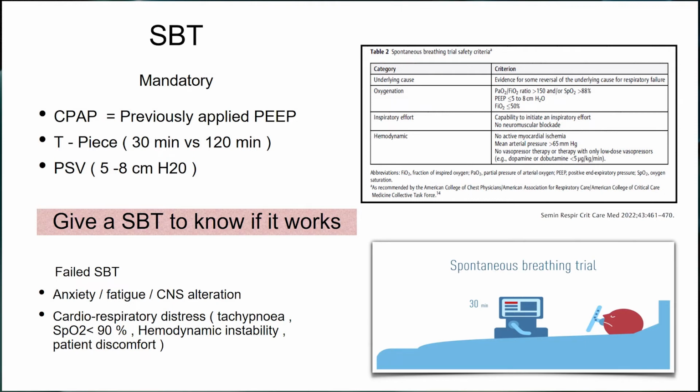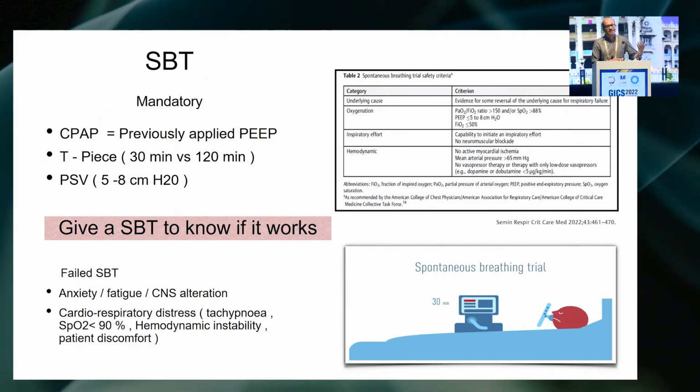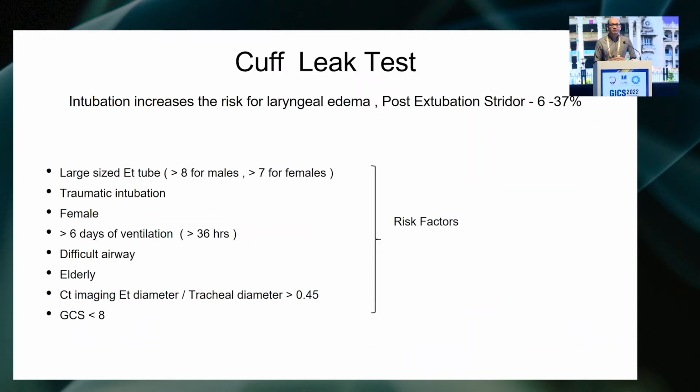So the best way of knowing whether the patient is going to tolerate an SBT is to give him a trial of SBT and then see if the patient succeeds and then subsequently go to extubation. Now before you extubate, yes, we need to check a cuff leak because patients who are in the ICU on the ventilator can have stridor secondary to the laryngeal edema.